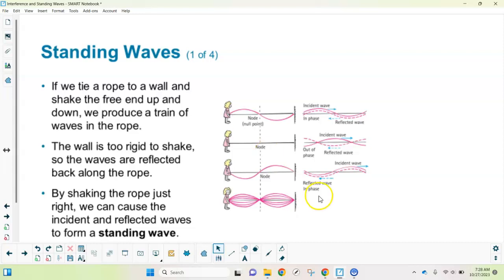If not, then it kind of looks like this. You'll get these bumps, kind of a football shape, produced on a string, and that's what's happening with the sound waves in an instrument. It's the same phenomenon.